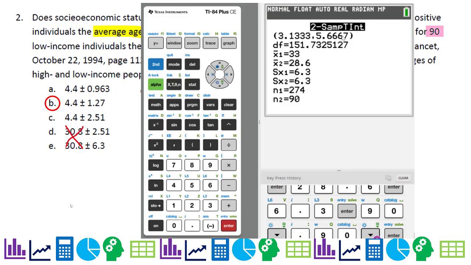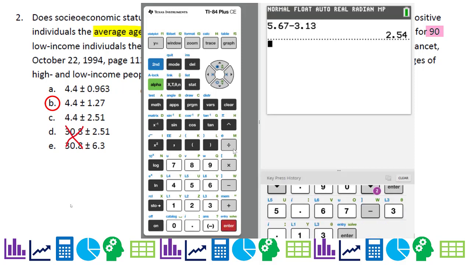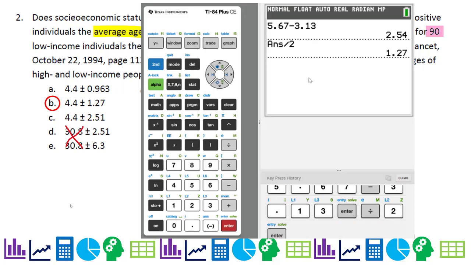So we can use this to go ahead and figure out our margin of error. So we have 5.67, I'll use, since most of these are going 2 decimal places, minus 3.13. 5.67 minus 3.13. And then I divide that by 2. That is the half width, or the margin of error.